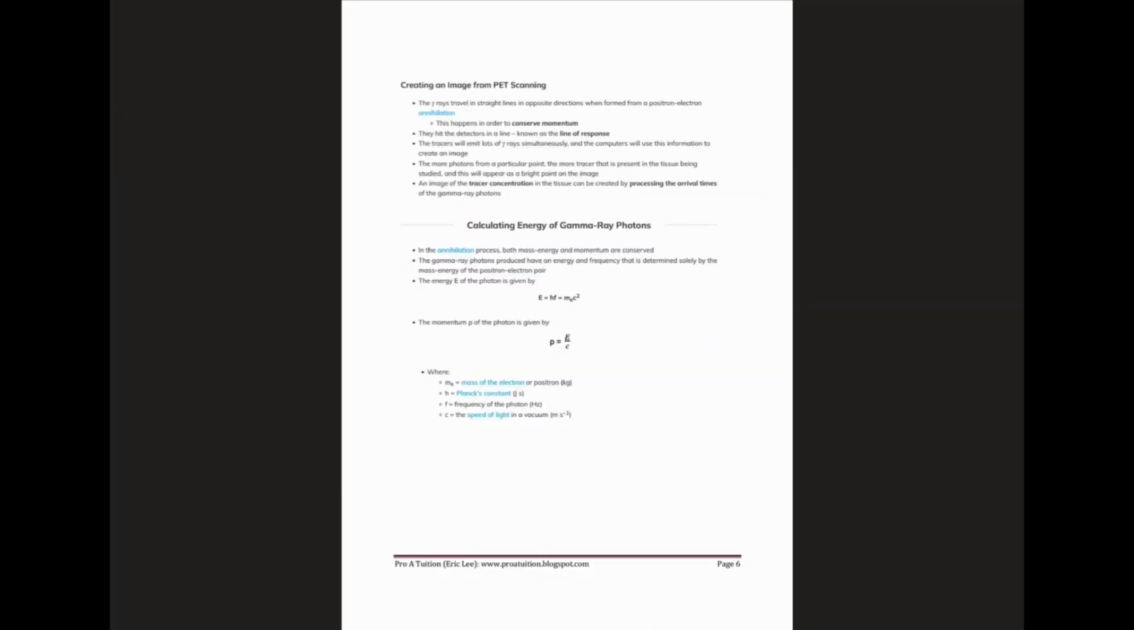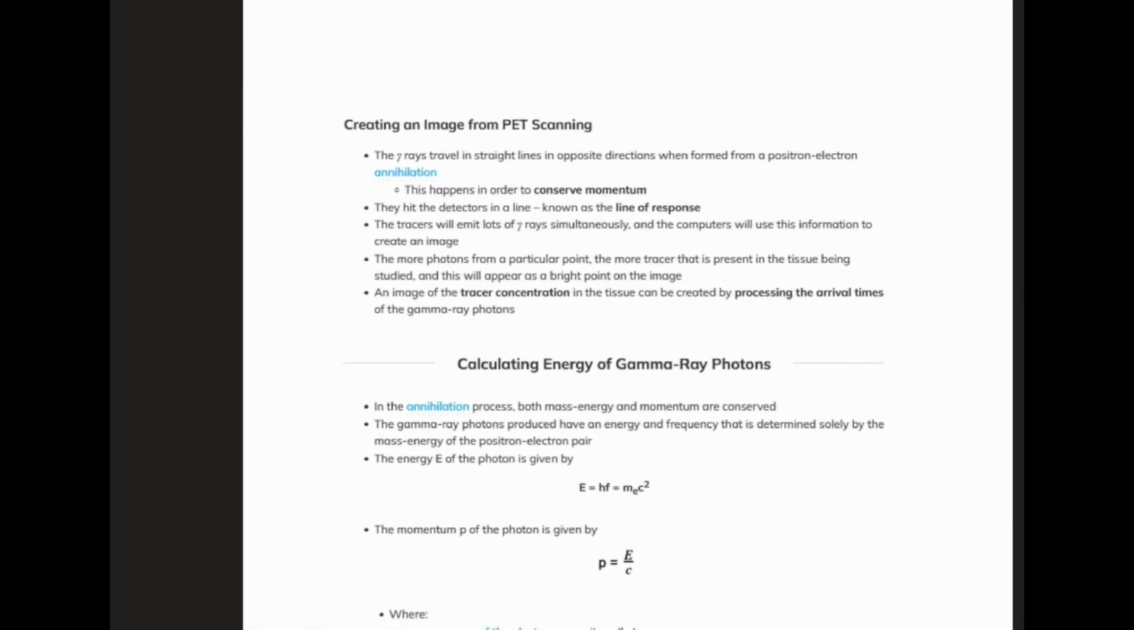So let's look at this page, creating an image from PET scanning. The first point, the gamma rays travel in straight lines in opposite directions when formed from a positron-electron annihilation. This happens in order to conserve momentum. If you still remember the picture just now, the gamma rays are moving in two opposite directions, so this is the detector in circular shape.